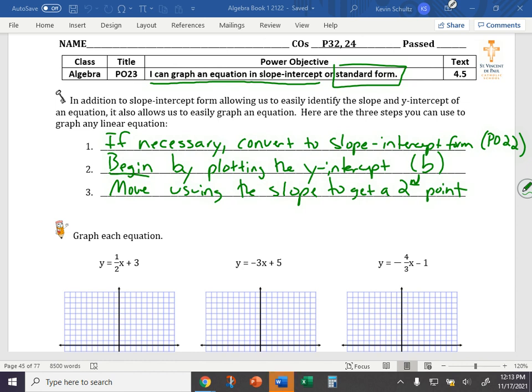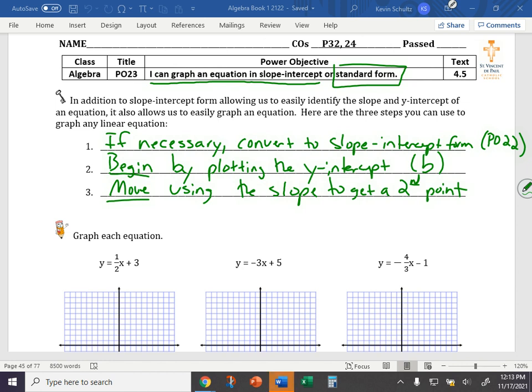Why would I... I spelled using wrong. U-S-I-N-G. That's embarrassing. Okay. Why would I use the word move here? Think of slope-intercept form. Think of the slope. Why would I use the word move?